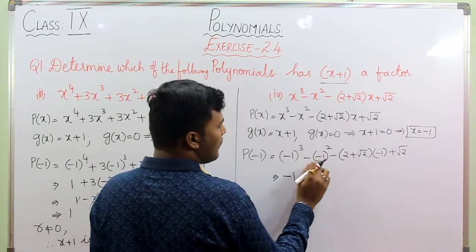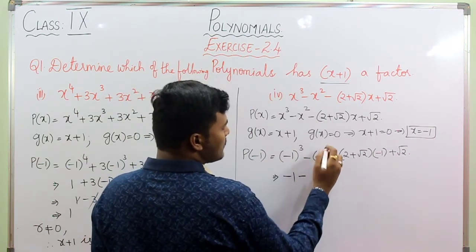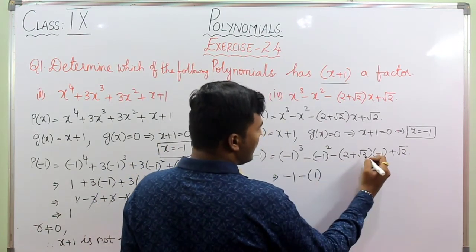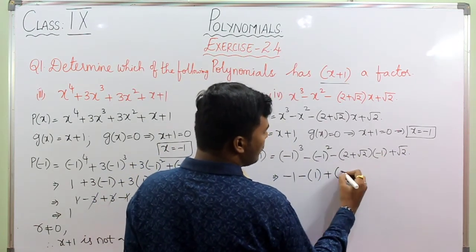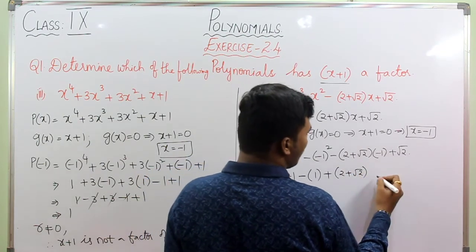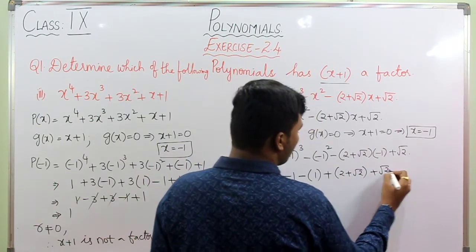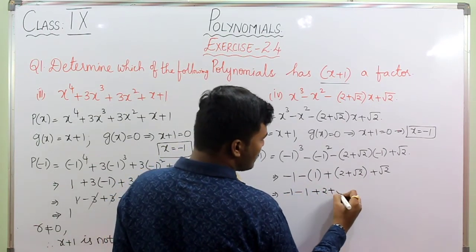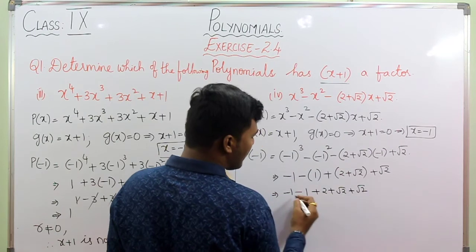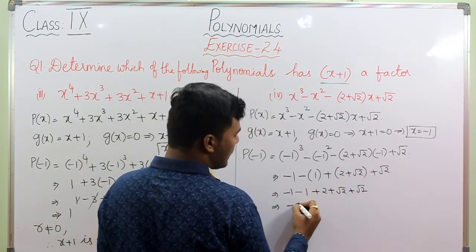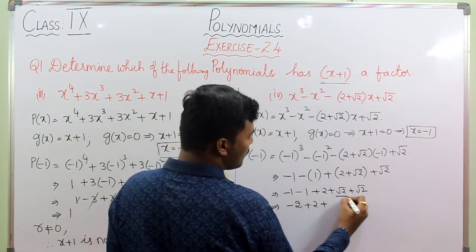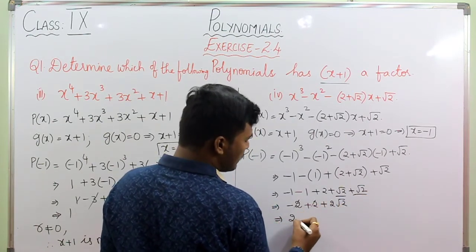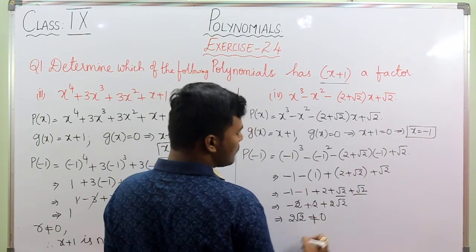so minus 1. Minus 1 to the power of an even number is 1. So minus into minus will become plus. Anything into 1 will become the same number, so I am writing it as the same, plus root 2. This will become minus 1 plus 2 plus root 2 plus root 2. Then minus 1 plus 1 minus 1 will become minus 2, plus 2 plus root 2 will become 2 root 2. So these two get cancelled. We are left with 2 root 2, which is not equal to 0.